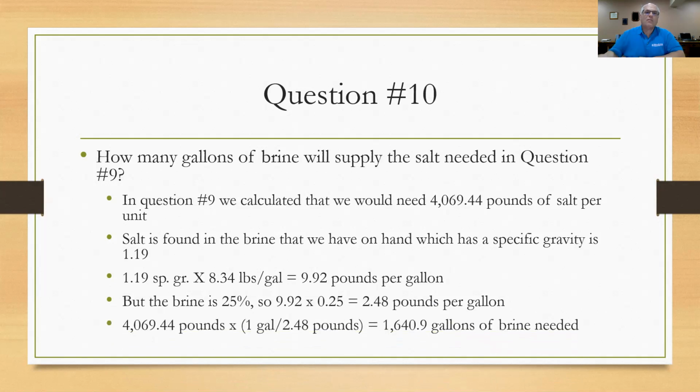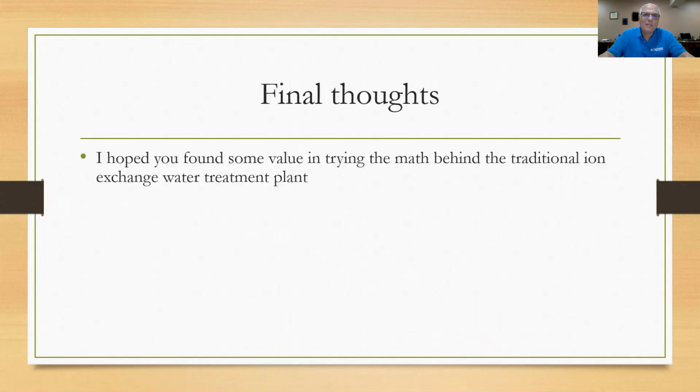So now I can take the 4,069 pounds that I needed, multiply it by 1 gallon over 2.48 pounds. I'm going to need about 1,640.9 gallons of brine to do the job. All right, I hope you did well on that. That's the end of our exam.